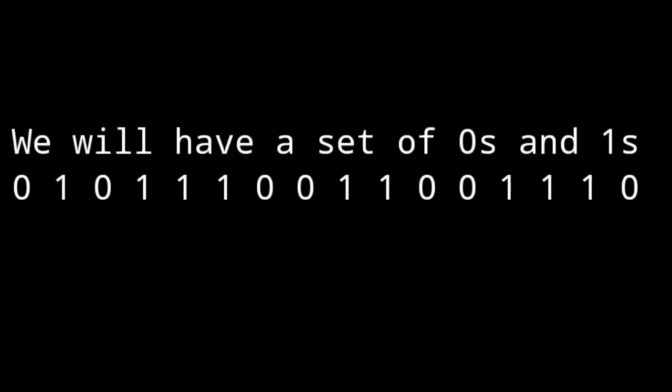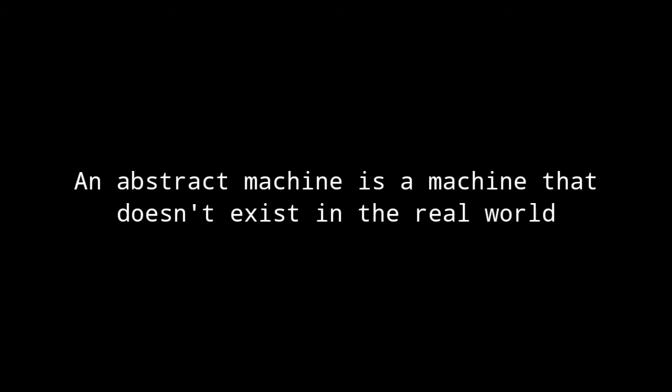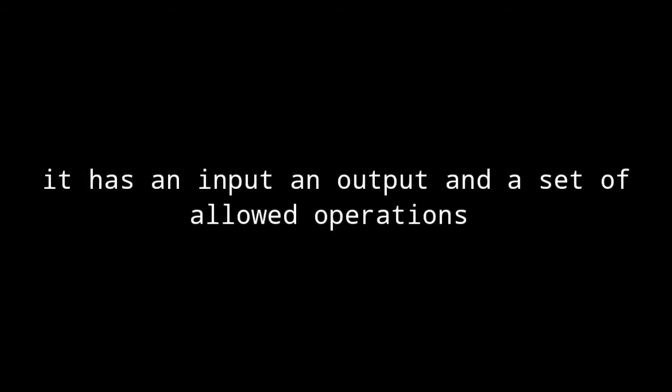And by doing this, at the end we will have a set of zeros and ones combined together. And this will be the solution to our problem. So you can say these are the basics, but let's dig a little deeper. A Turing machine defines an abstract machine which manipulates symbols. An abstract machine is a machine that doesn't exist in the real world. It has an input, an output, and a set of allowed operations inside of it.